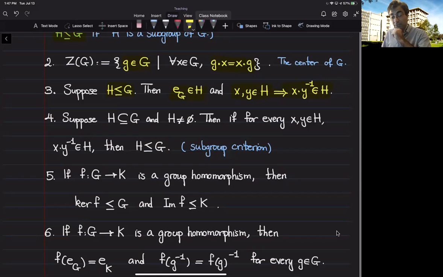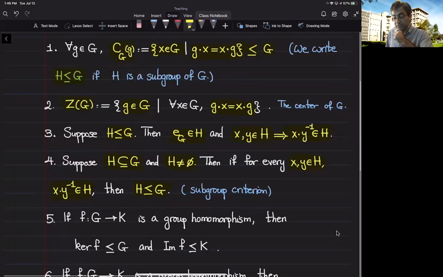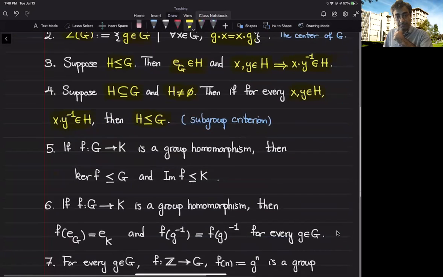The converse of this statement we call the subgroup criterion. The subgroup criterion says that if I give you a subset H of a group, I tell you that it is not empty, and I tell you that for every pair of elements x and y inside H, x times y inverse is also inside H, this is enough. These two conditions are enough to deduce that H is a subgroup of G. This is how we proved that the center is a subgroup, or the centralizer is a subgroup, and so on.